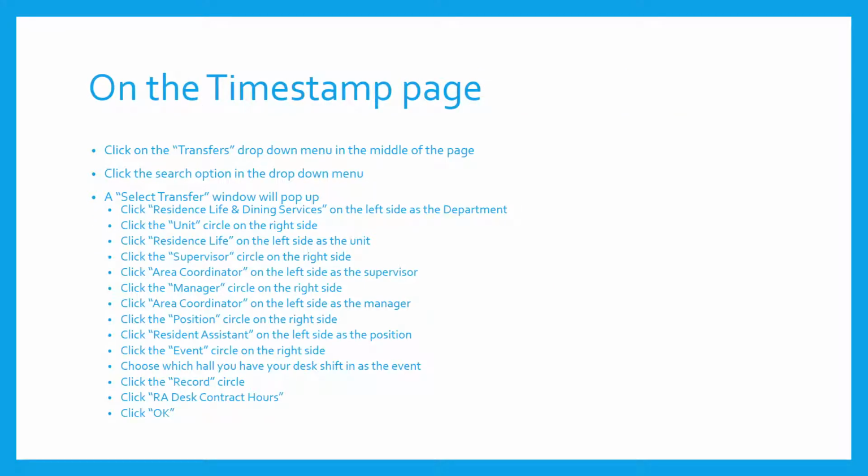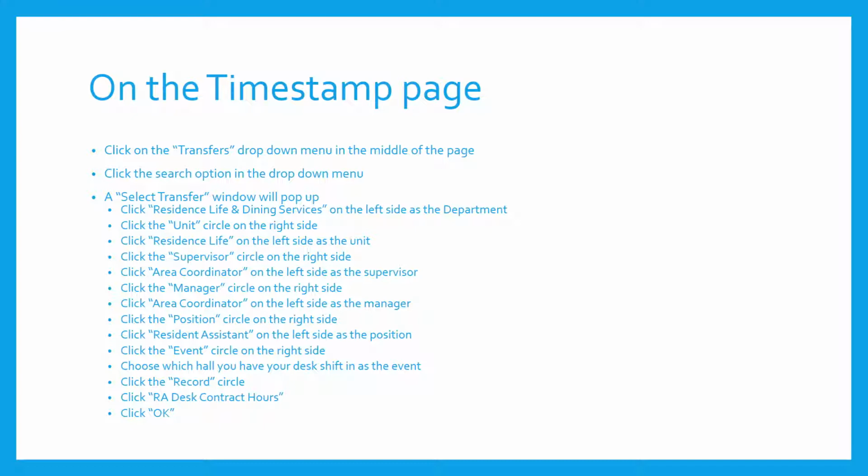Once you're on the timestamp page, click on the Transfers drop-down menu in the middle of the page. Click the Search option in the drop-down menu. A Select Transfer window will pop up. Click Residence Life and Dining Services on the left side as the department. Click the Unit circle on the right side. Click Residence Life on the left side as the unit. Click the Supervisor circle on the right side.